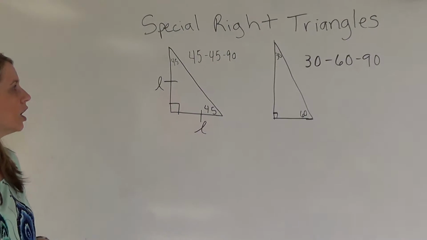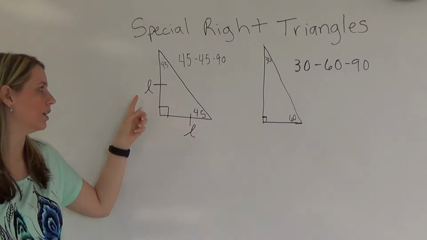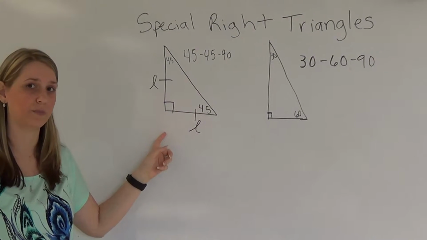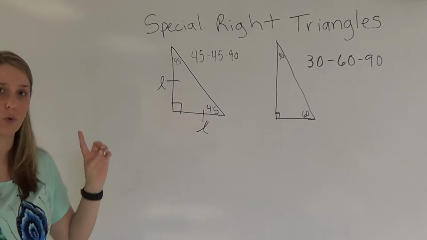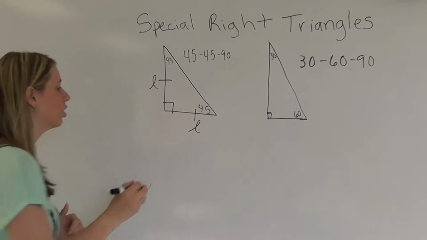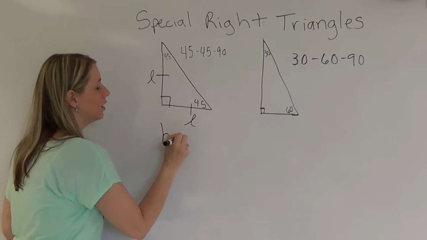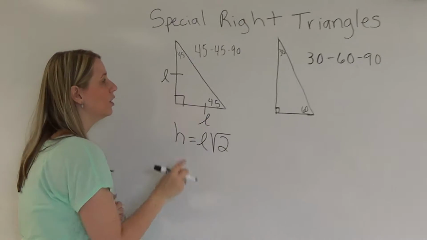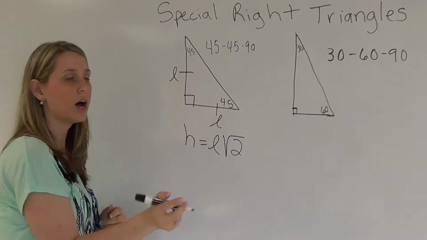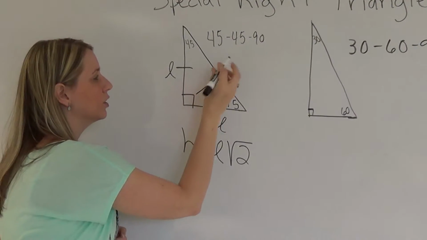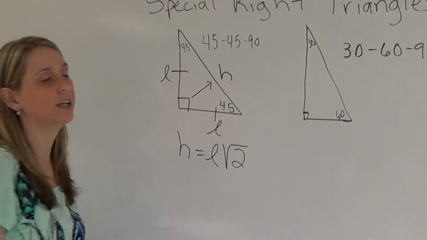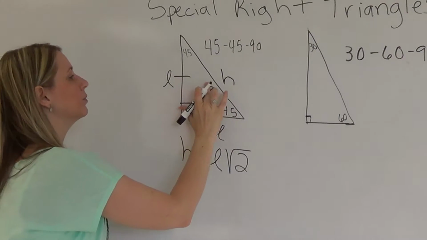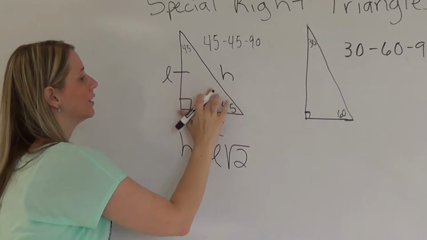Okay. In a 45, 45, 90, as I stated, the legs are congruent. Okay? So it creates only one particular equation. And our equation is that the hypotenuse is equal to the leg times the square root of 2. Now, these are the legs. Remember, the hypotenuse is always across from the right angle in any right triangle. So there's your hypotenuse and there's your congruent legs.